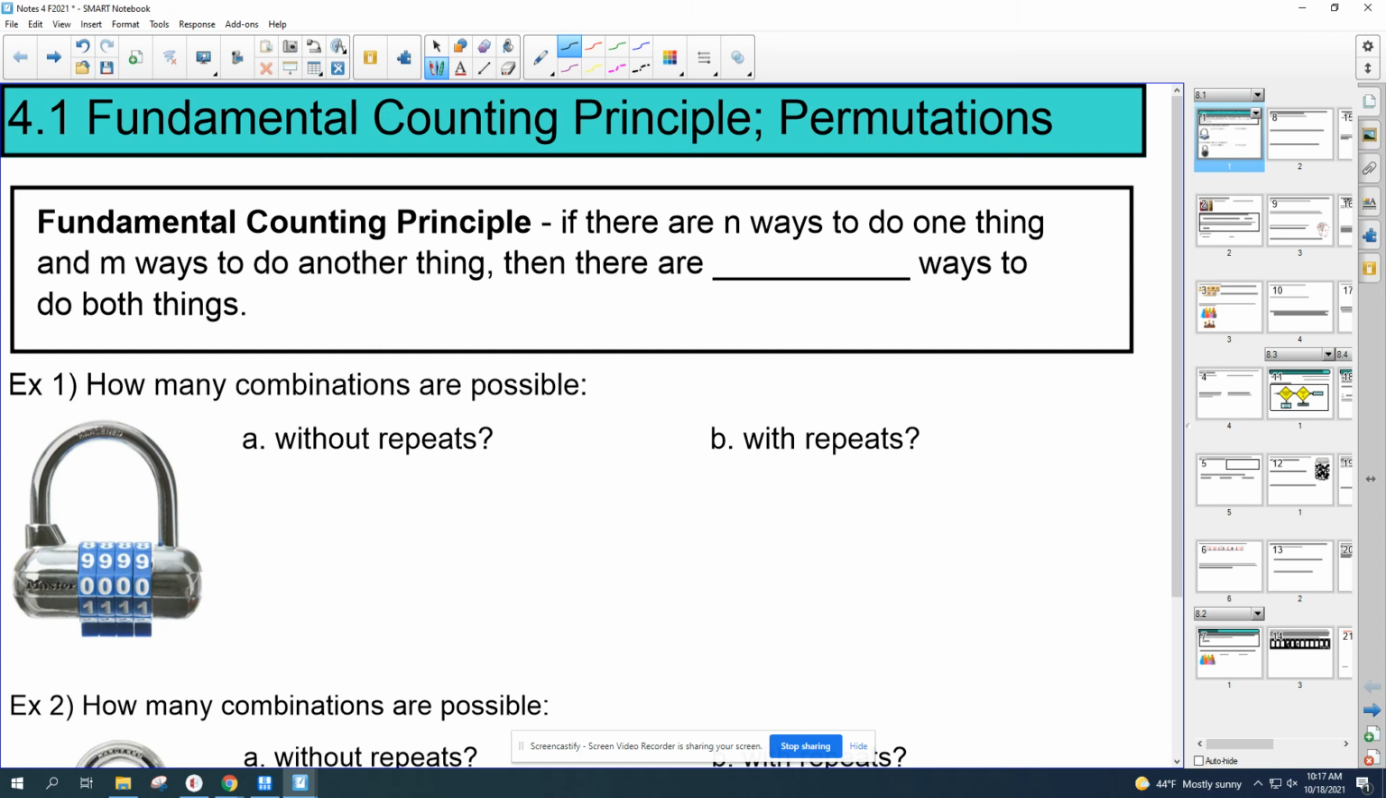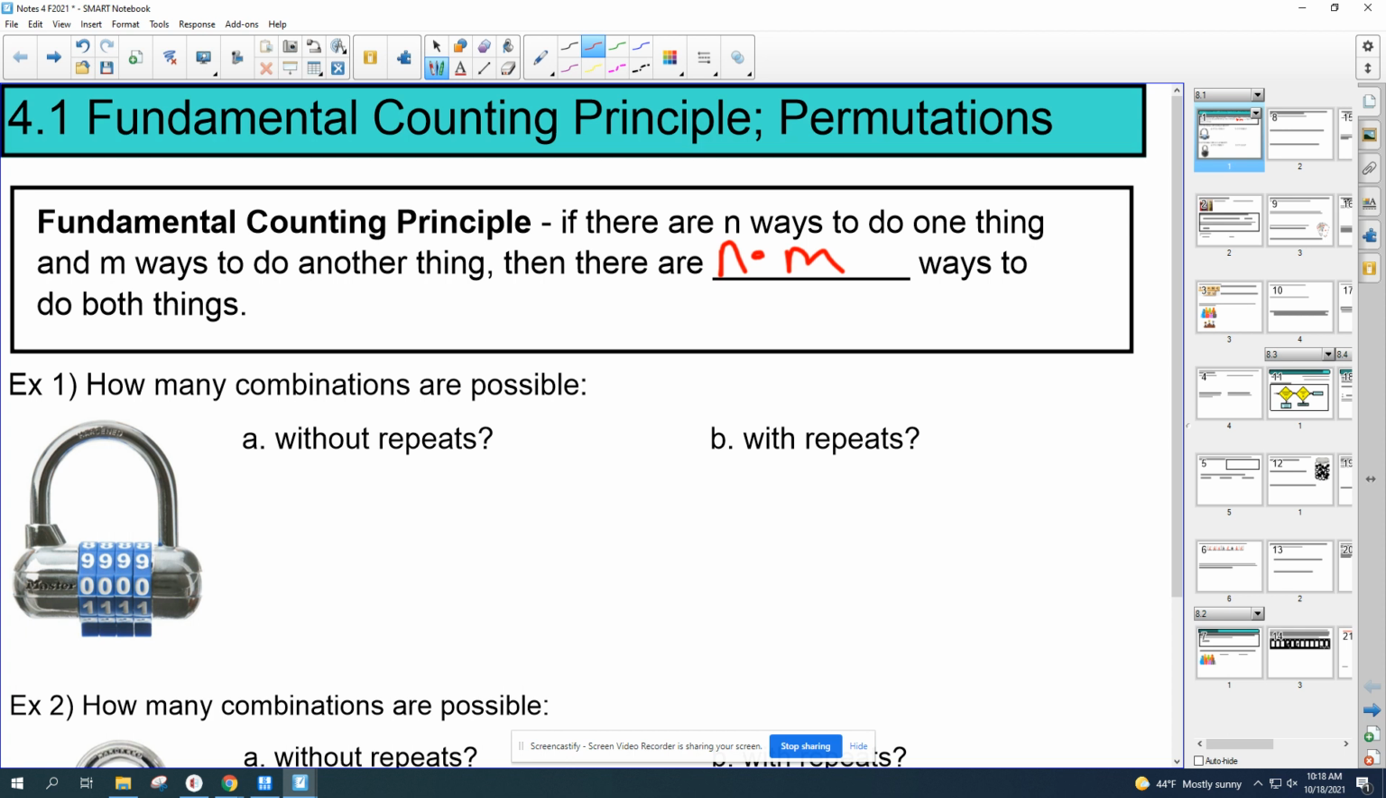4.1, fundamental counting principle and permutations. The fundamental counting principle says if there are n ways to do one thing and m ways to do another thing, then there are n times m ways to do both things. And I know you've seen this before, and it's going to seem obvious sometimes, but let's look at an example.